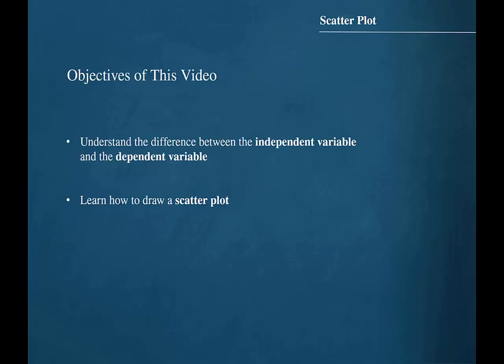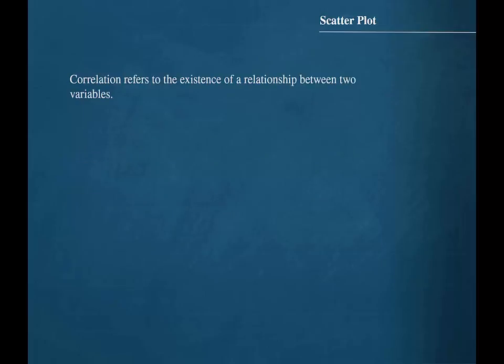The objectives of this video are to understand the difference between the independent variable and the dependent variable, and learn how to draw a scatter plot.